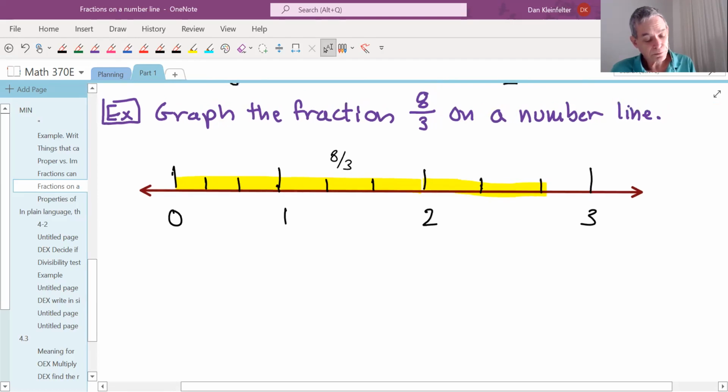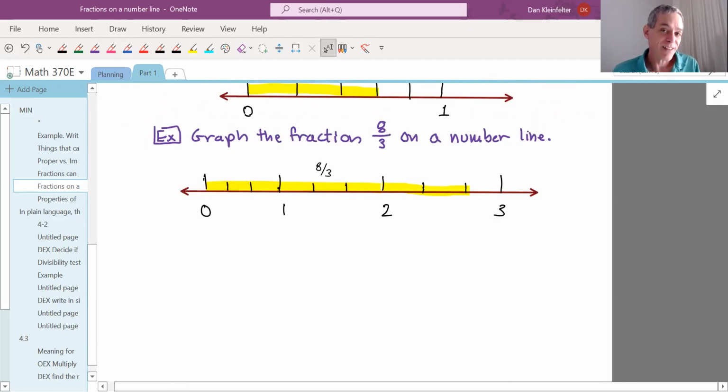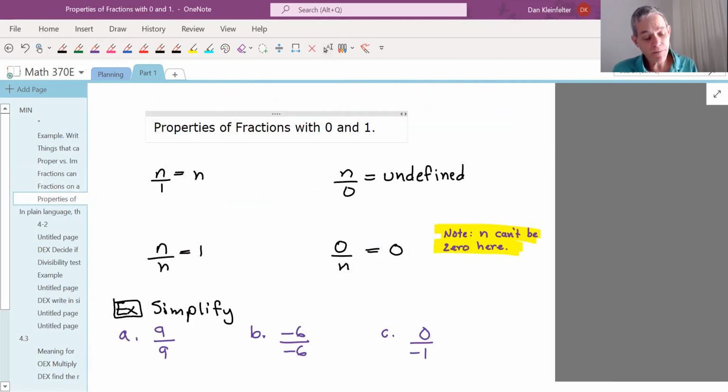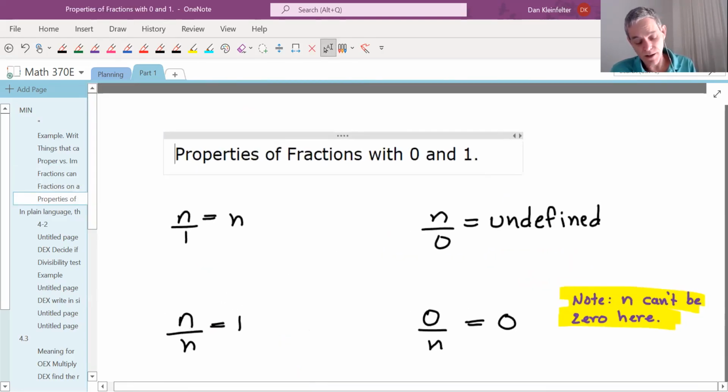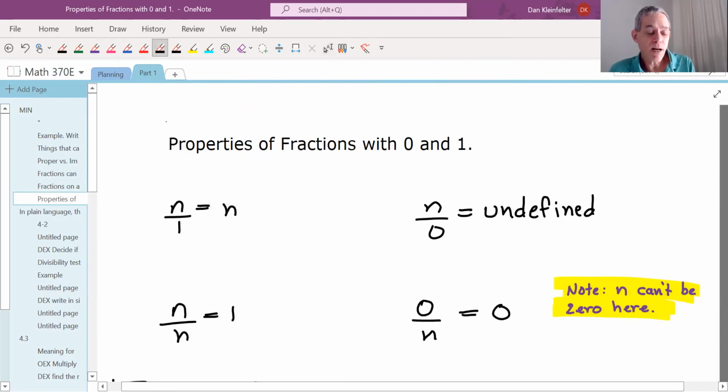Okay, all right, we're almost done. Just one more slide left: a couple of properties of fractions involving 0 and 1.